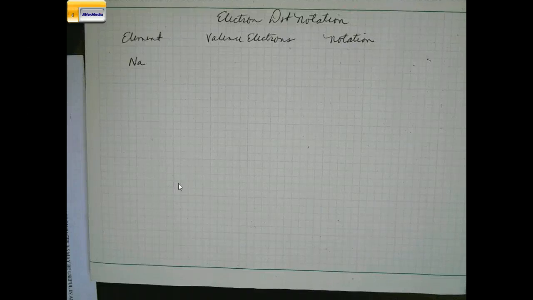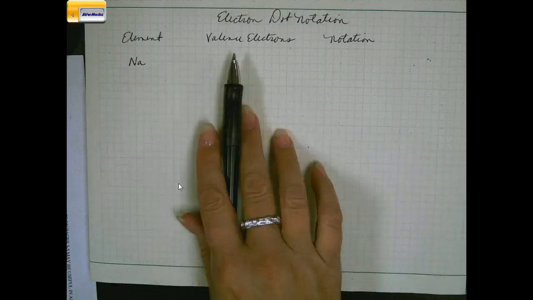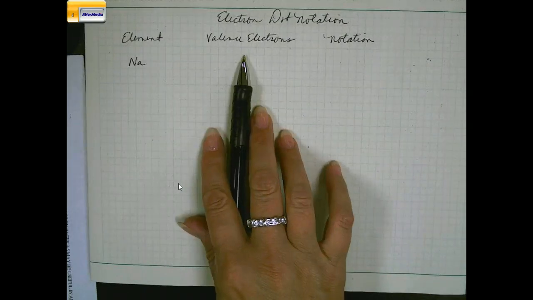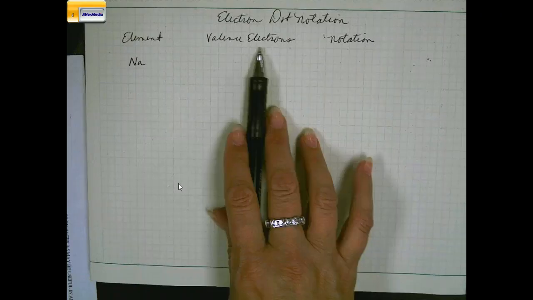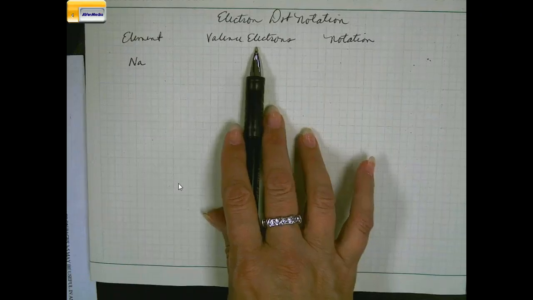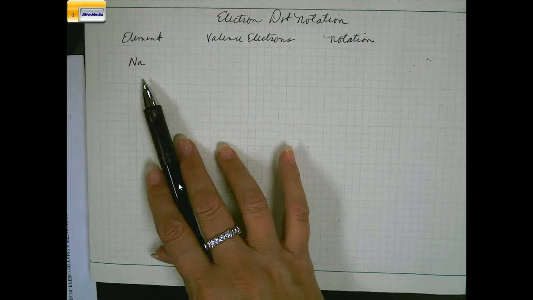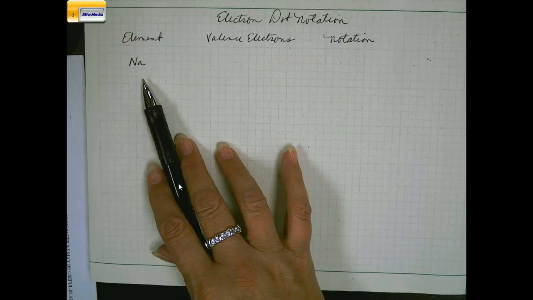Okay guys, let's talk about electron notation, or electron dot notation. So I've started here, I have a column for my element. I need to know how many valence electrons it has, and I need to know what the notation would look like. And this you don't have to write down. In fact, you could do your answer right here on the element, but I'm doing this just for clarity.